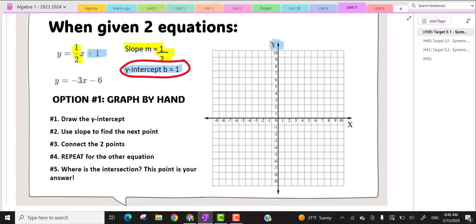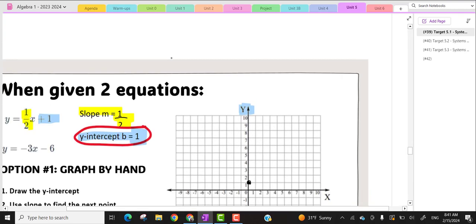So we're going to look at the y right here. Where is positive 1? So, ¿dónde está positivo 1 en el eje de Y? So, where is positive 1 on the y-axis? Positive 1 is here. Okay, that's positive 1. Now, I'm going to use slope.